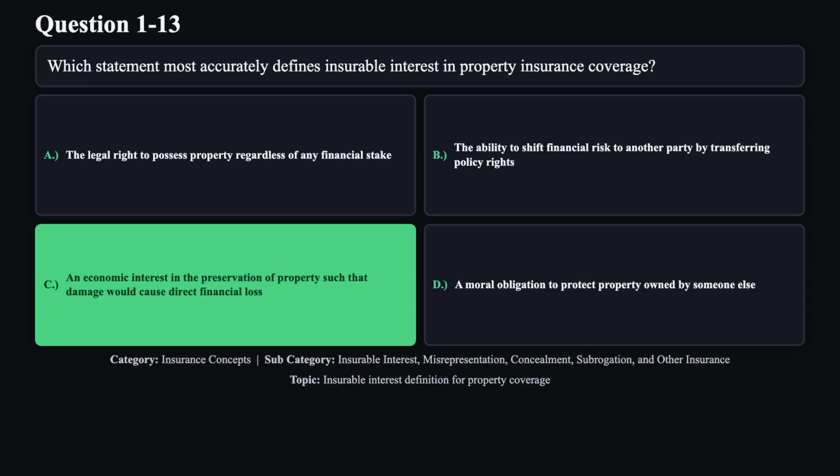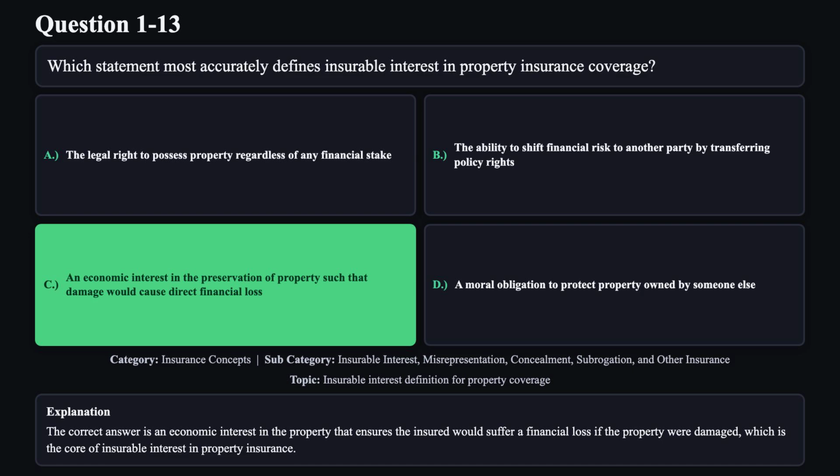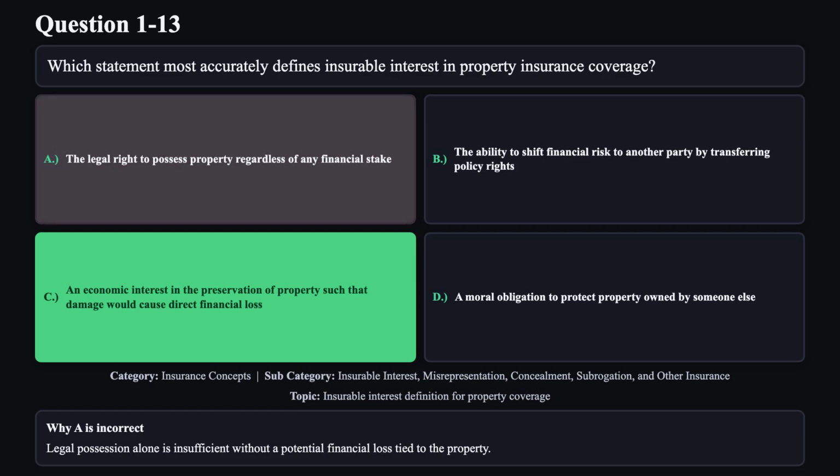The correct answer is C. The correct answer is an economic interest in the property that ensures the insured would suffer a financial loss if the property were damaged, which is the core of insurable interest in property insurance. Reason A is not correct. Legal possession alone is insufficient without a potential financial loss tied to the property.